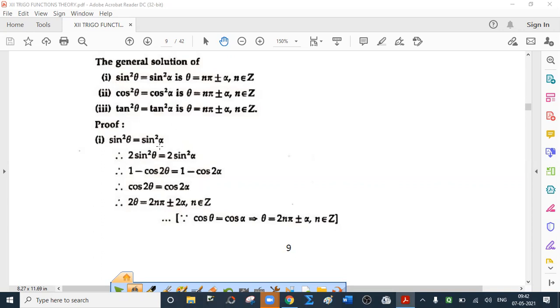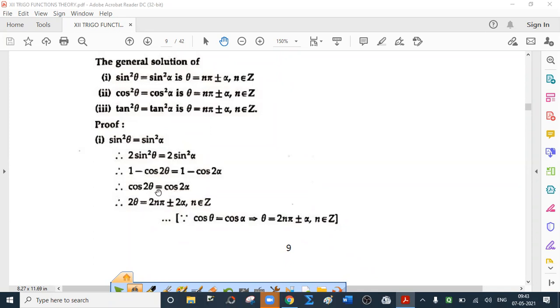Sine square theta is sine square alpha. So 2 sine square theta will be 2 sine square alpha. Now if I multiply by minus 1 and then add 1, it becomes 1 minus 2 sine square alpha. So I can directly write cos 2 alpha. But here they have written: what is 2 sine square theta? 1 minus cos 2 theta. 2 sine square alpha, 1 minus cos 2 alpha. Rearrange the terms to get cos 2 theta equal to cos 2 alpha.